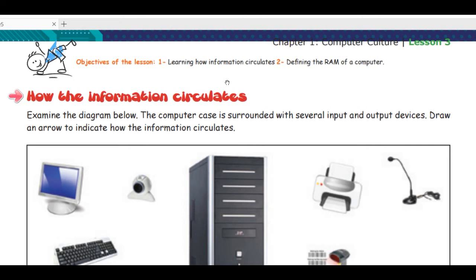And at the end of this lesson, students must have the ability to explain how the data circulates in a computer, and before that they should define what data is and what the use of the computer is.